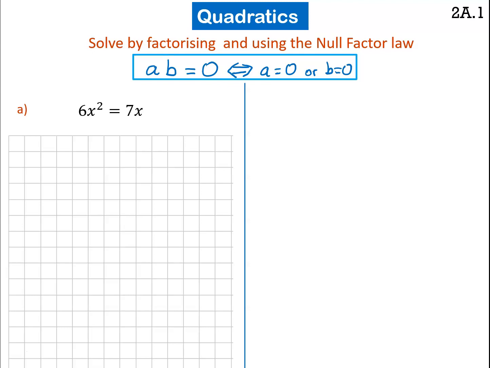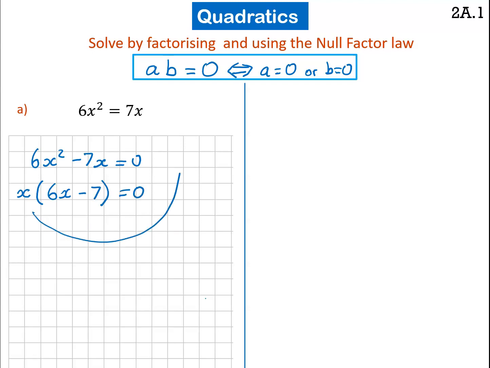We have 6x squared is equal to 7x. The first thing is to make it equal to 0. Let's do that. We have 6x squared minus 7x is equal to 0. Next step, we need to have something times something. We need to have it in factorized form, and here, it's not in factorized form. There's a minus in between our two terms. So, what is the common factor of these two terms? Well, it is simply just x. So we do x times 6x minus 7 equals 0.